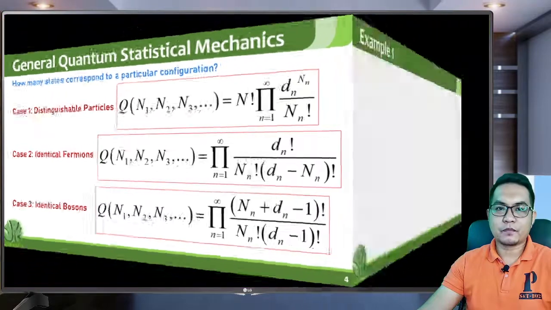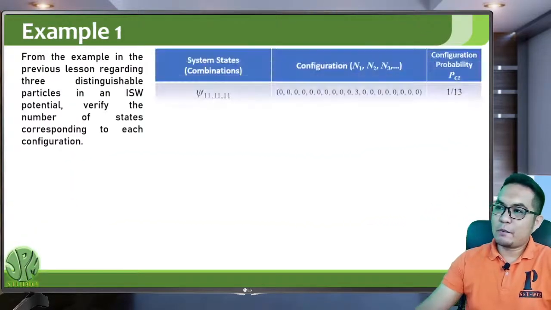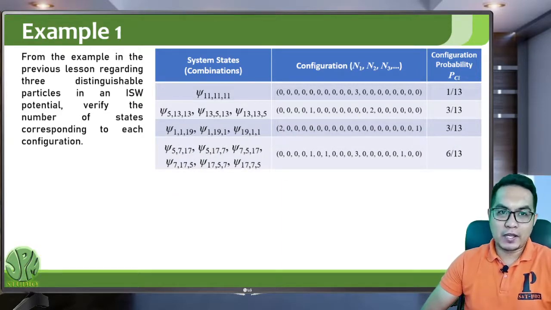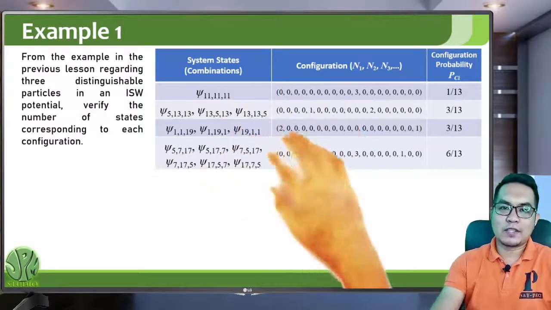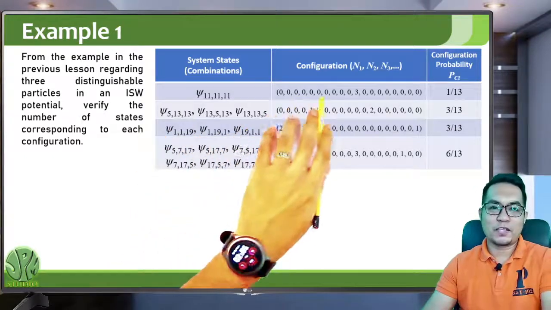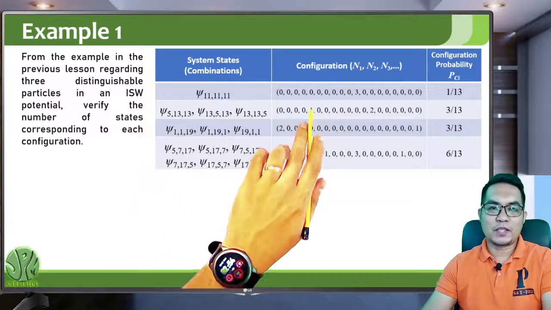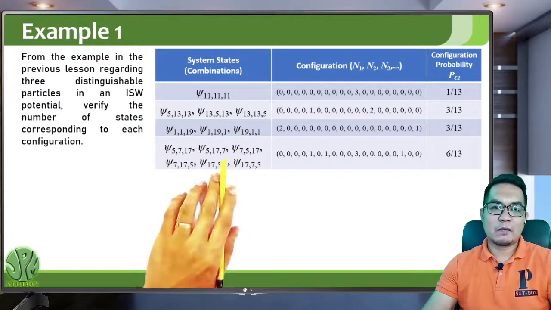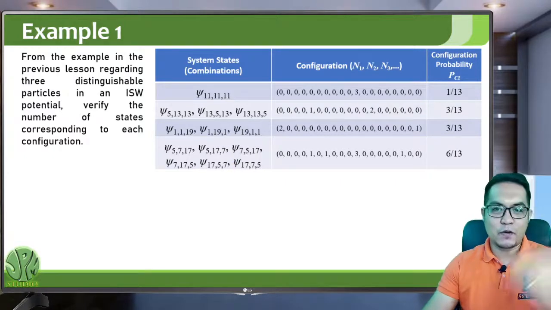Okay, so let's have an example. In our previous problem for the distinguishable case, 3 distinguishable particles trapped in a one-dimensional infinite square potential, we have this list of states corresponding to each configuration. Now, let's try to verify the number of states in a particular configuration. Of course, we can just count. For this configuration, the number of states is 1. For this configuration, the number of states is 3. And for the last configuration, the number of states is 6. So let's verify that using the formulas that we have introduced earlier.